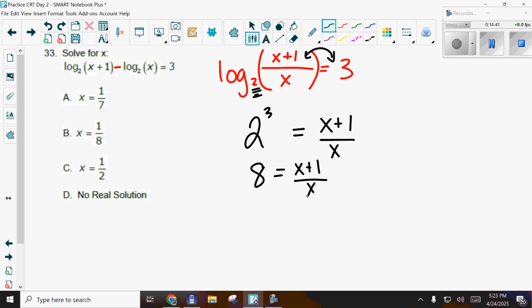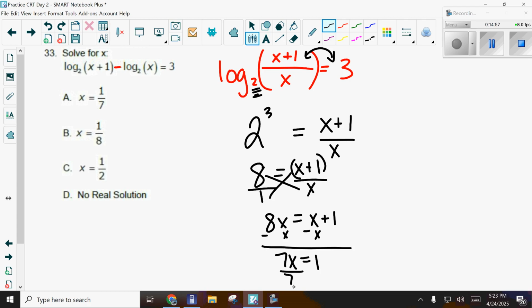And this is now just a proportion. That means we can turn it into a fraction and cross multiply. So that's 8x. 1 times x plus 1 is just x plus 1. So I'll subtract x from both sides. So I have 7x equals 1. Divide by 7, so x equals 1/7. Then just to be safe, we want to see if we put a 1/7 here and a 1/7 here, is it going to make 0? The answer is no. If it made 0, then we would say there isn't an answer. It's extraneous, basically. So number 33 is choice A.